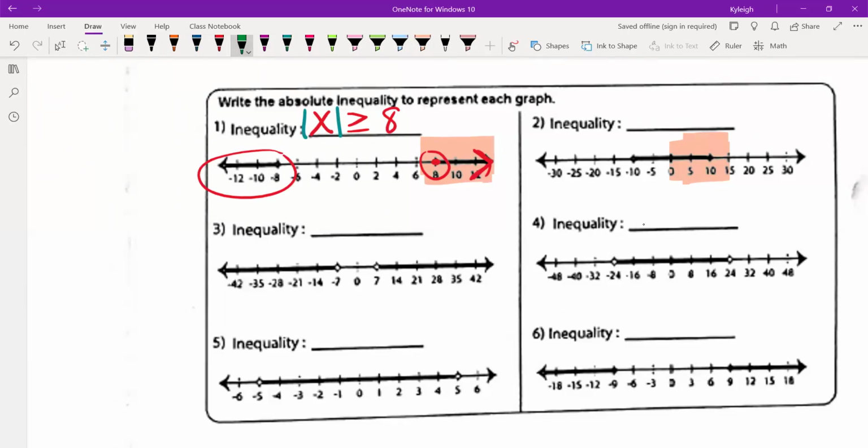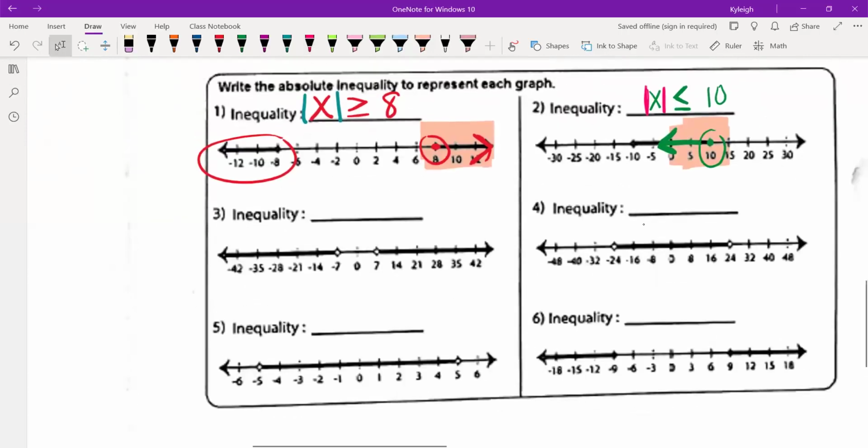So looking at number 2. We're going to start at an x and a 10. It's going this direction. There's no arrow, but you know it's going that direction. So my inequality is facing that direction. It's a closed circle, so there's a line underneath. Again, because it has 2 parts, we just add those absolute value bars. Okay? And that's how you do the rest of those.